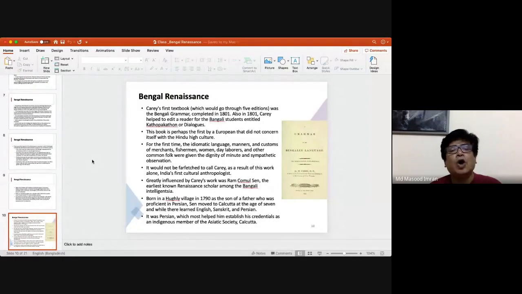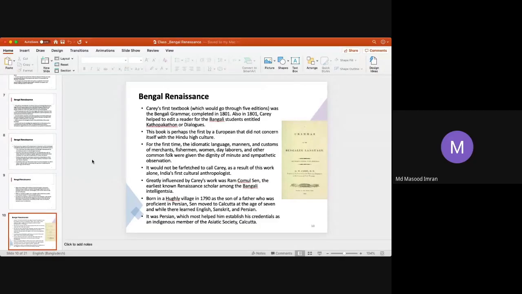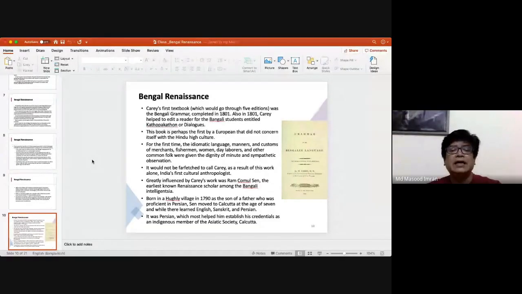It would not be far-fetched to call Carey, as a result of this book alone, India's first cultural anthropologist. So this book is considered as the first cultural anthropology approach to be published. Greatly influenced by Carey's work was Ram Kamal Sen, the earliest known Renaissance scholar among the Bengali intelligentsia. So with Carey, this is the first time we came to know a native Indian Bengali person. His name is Ram Kamal Sen, and he's the earliest Renaissance scholar.